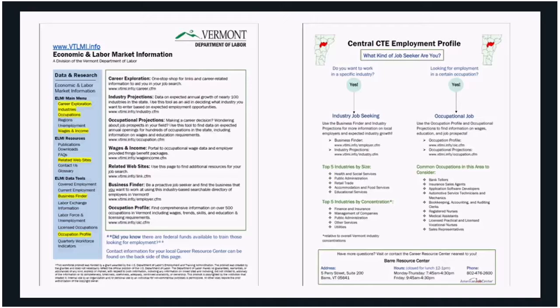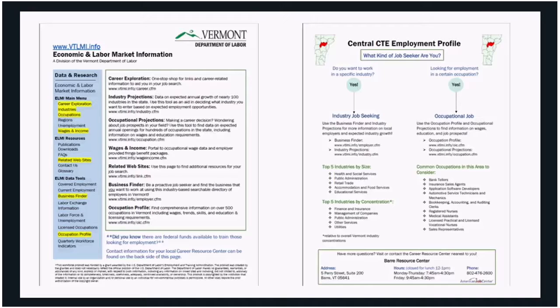you'll see that it's the top 5 industries by size. So the largest employers in the Central CTE are healthcare and social services. The next largest are public administration. And then underneath that, it's industries by concentration. And in this example, what we're looking at is industries that have a higher portion of employment or share of employment in these than other industries in the region. For example, the concentration of employment in finance and insurance is much higher in the Central CTE region than it is in the state as a whole.